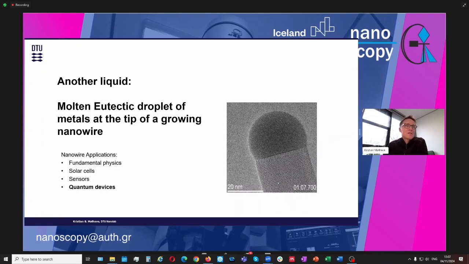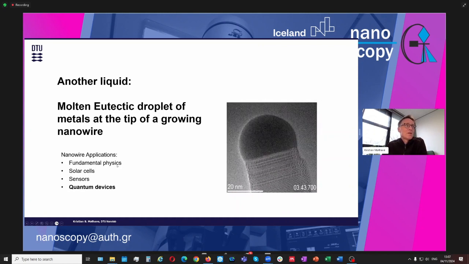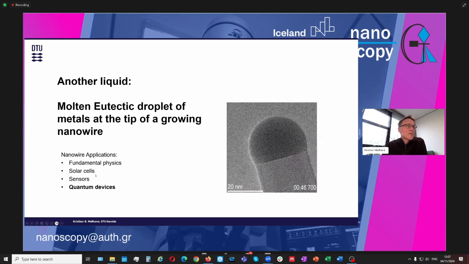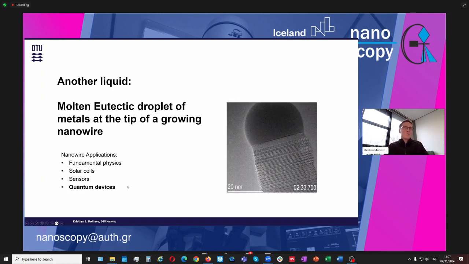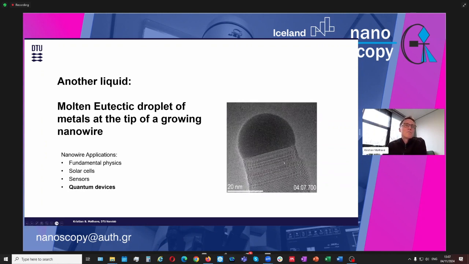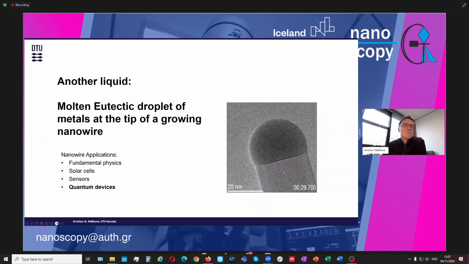And these nanowires are quite interesting. They have a lot of possible applications, first of all, for fundamental physics to understand what's going on. There's been several attempts to use them in solar cells and sensors, and recently they're finding a new application in quantum devices because you can make extremely nice quantum dot structures that are optically active and maybe could be used for quantum-based sensors, communication, or computing.